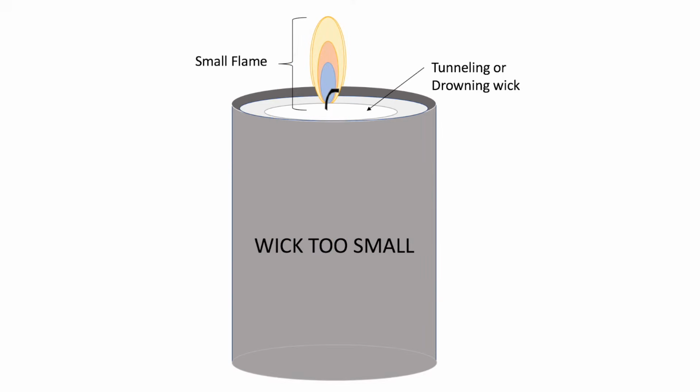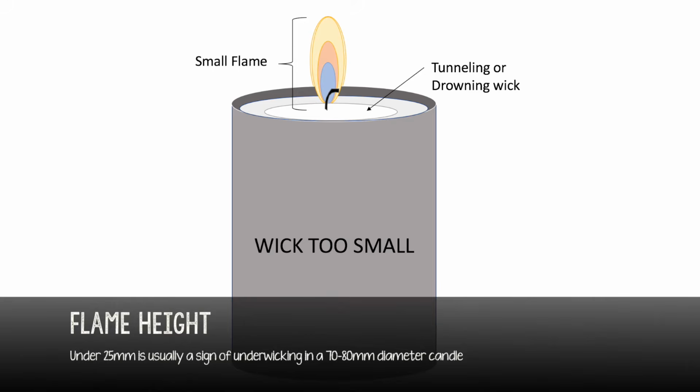In a candle that is underwicked, the most obvious signs are a small flame and small melt pool. Again, in a 70 to 80 mm candle, the flame is usually at least 25 mm tall. If it is shorter than this, the chances are your candle is underwicked and there will be insufficient heat to create a suitable melt pool.